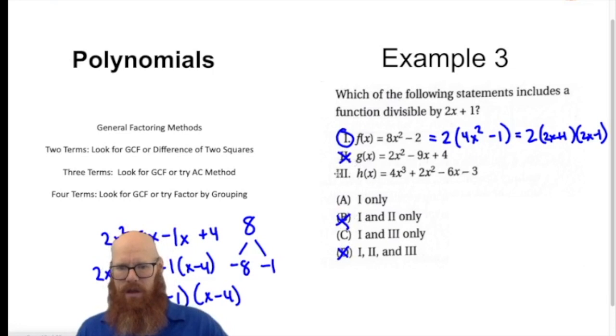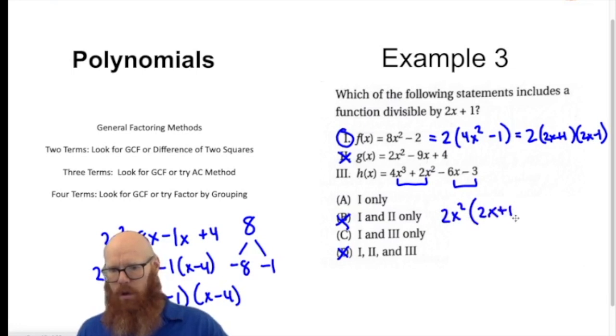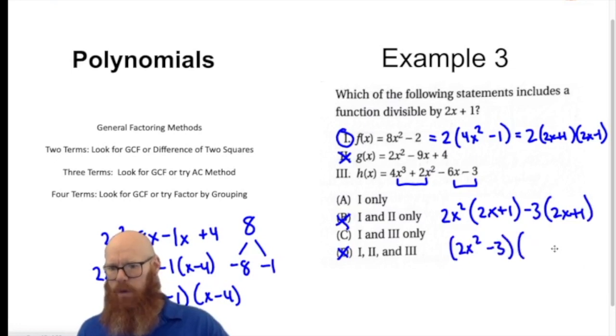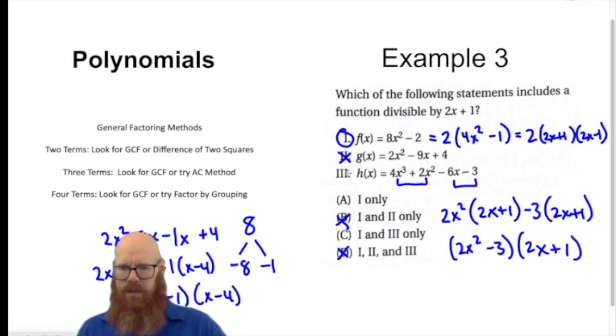So now we do have to look at number 3. Number 3 is 4 terms. When there's 4 terms, you're going to look for a GCF, which this doesn't have one, but it is factorable by grouping, which I actually did in the AC method. So if I factor by grouping, I'm going to factor out 2x squared from the first one, which leaves me with a 2x plus 1. And then I'm going to factor out a -3 and also have a 2x plus 1, so I can see that I will have a 2x plus 1. But just to finish this, I have 2x squared minus 3 times 2x plus 1. So it is divisible by 2x plus 1, so it works for 3. So the answer is C.